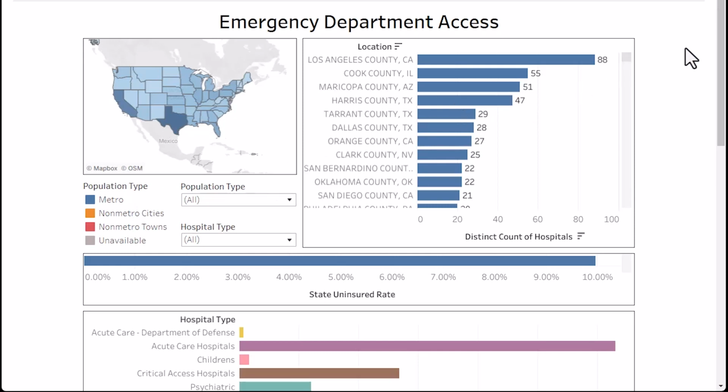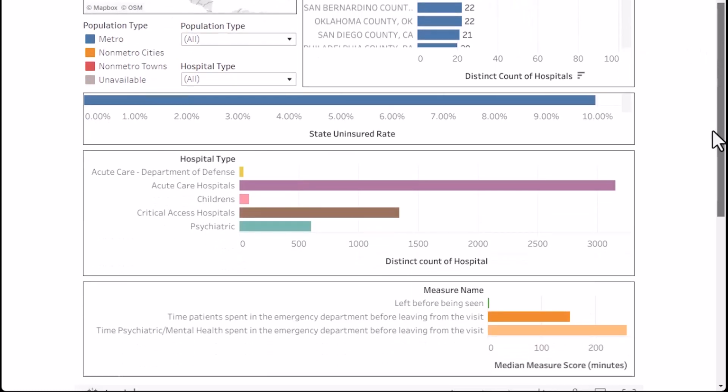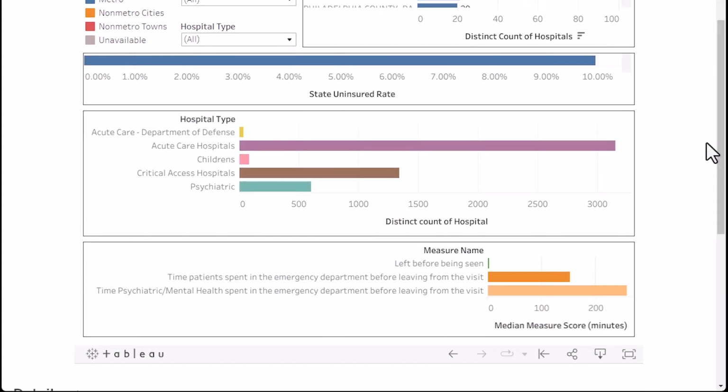So if we scroll down a little bit, we can see some of the measures that we have for this dashboard. Looking at the state uninsured rate, right now this is for all 50 states. The different hospital types: acute care hospitals, children's hospitals, critical access hospitals, and psychiatric hospitals. And then the measures for quality, for seeing how many minutes the patient is at the emergency department before they leave.